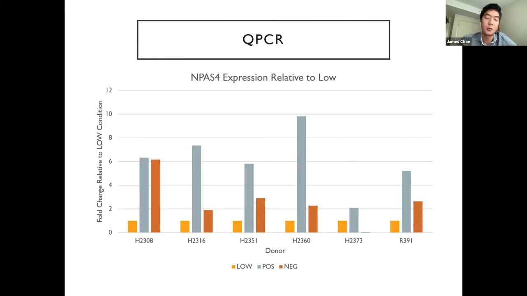One part of my project was doing a lot of qPCR to show calcium regulated gene expression. This is one of MPAS4. All the low conditions are marked at 1, and all the positive and negative conditions are relative to that low condition. For example, in the H2308 donor, the positive condition is around 6 times more than the low condition for MPAS4 expression. The positive condition has a lot of upregulation, but the negative condition has some variation, where perhaps the calcium blocker didn't work as well as we wanted. But we can see that there is a positive induction and a negative deregulation of MPAS4 expression. Next slide, please.